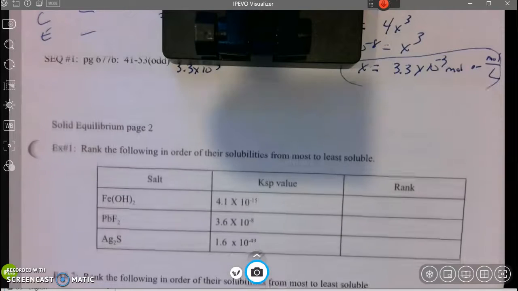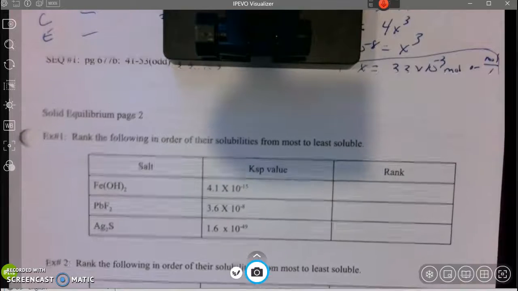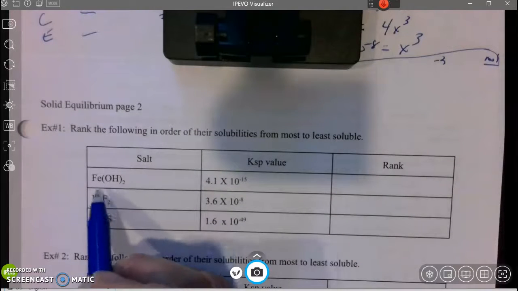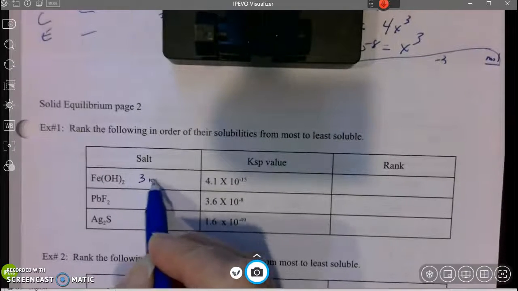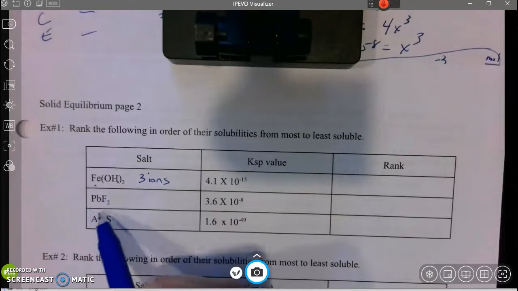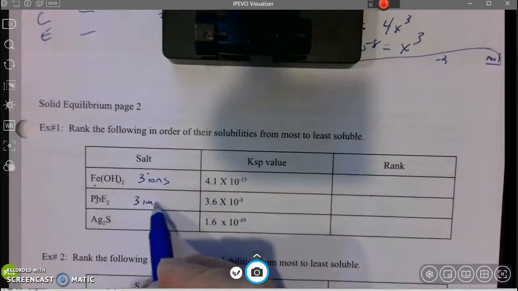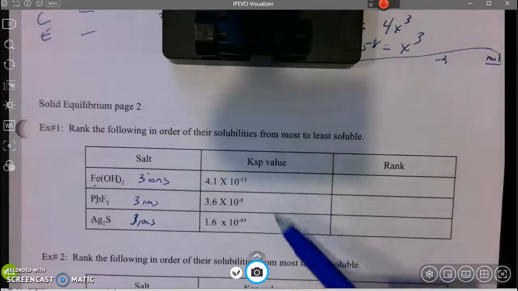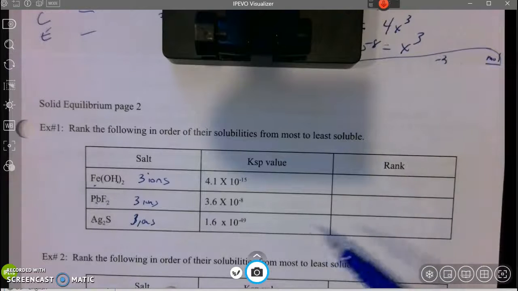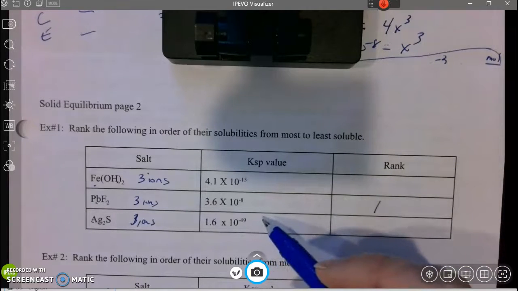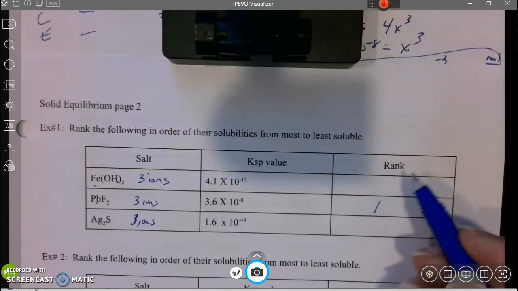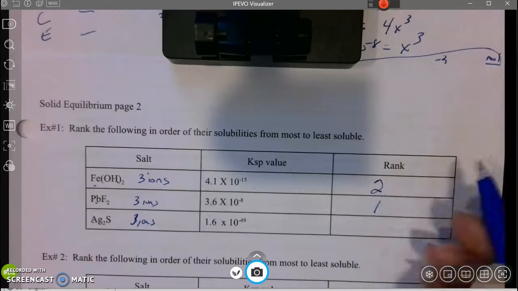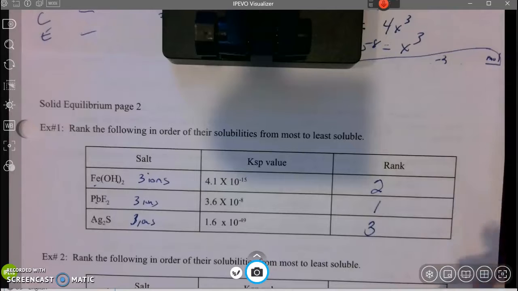So page 2 goes right into looking at this again. When I'm looking at this formula, I have 3 ions on all of these: 1 cation and 2 anions, 1 cation and 2 anions, and then 2 cations and 1 anion. So all of these have 3 ions, and I can just rank these directly. My lowest number, number 1, is lead 2 fluoride, number 2 would be iron 2 hydroxide, and lastly would be the silver sulfide. So again, I don't need to worry about any calculation because all of the ions are the same.